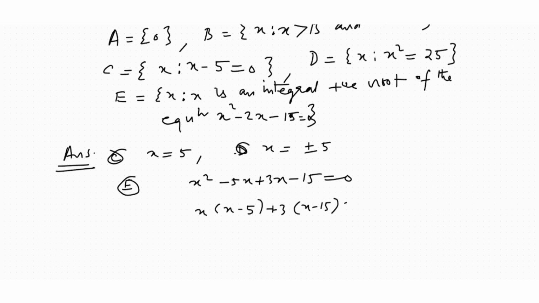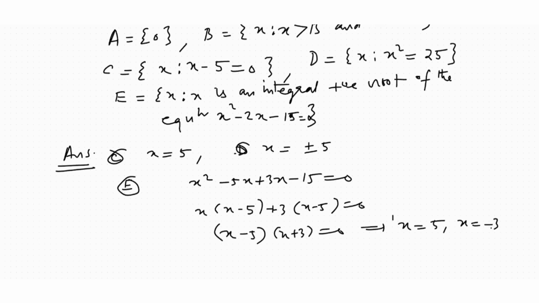And in E, x square minus 2x minus 15 would be x square minus 5x plus 3x minus 15 equal to 0. So x(x minus 5) plus 3(x minus 5) is 0. So (x minus 5)(x plus 3) is 0. So what is the solution? x is 5 and x is minus 3. But the question in part E says that the solution set is nothing but an integral positive root. So the integral positive root is 5.